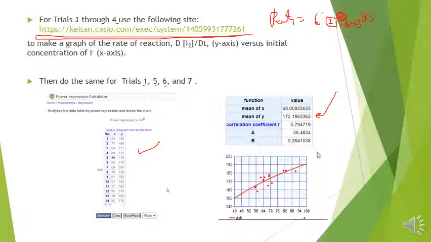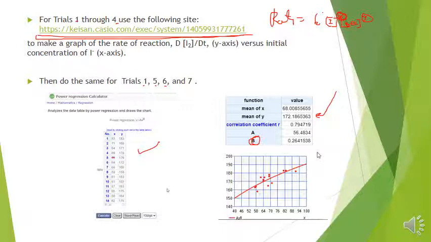Okay, and what you're interested in is this value right here. Now don't worry about this one. This is for this data over here. That B, you're going to record that B, and that B is going to be X.